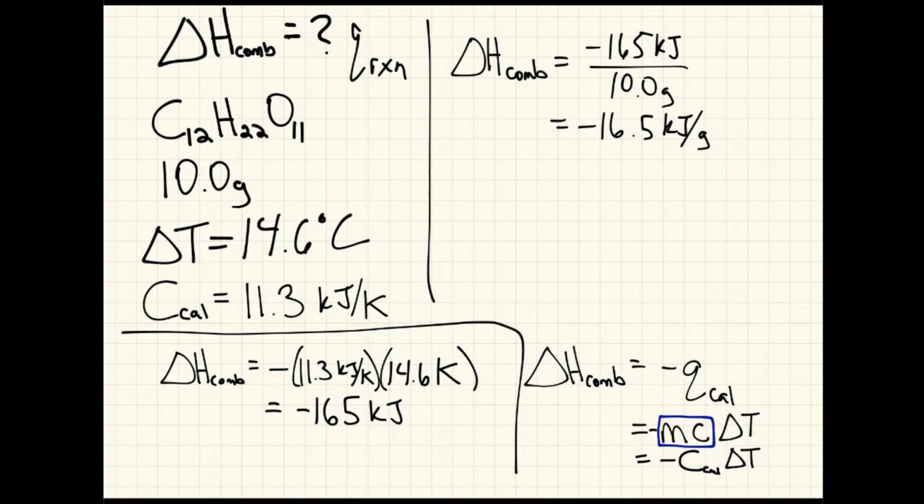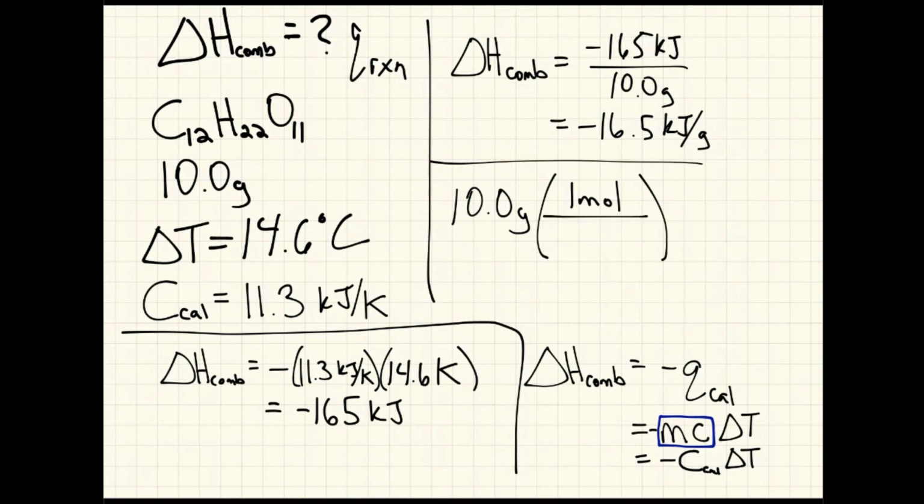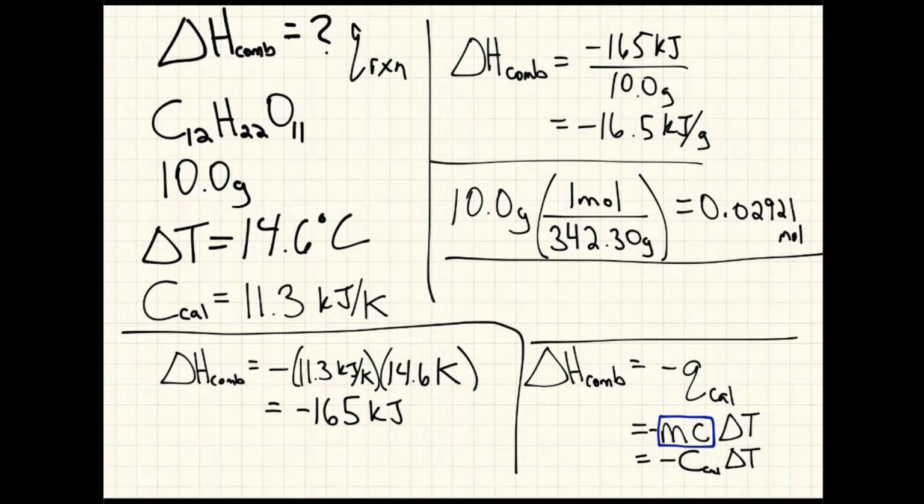If I instead would be interested in maybe kilojoules per mole, there's a common thing to do, then I would need to know how many moles I actually had. I know that I've got 10 grams of sucrose, so I'd have to work out the molar mass of sucrose, which I can do because I'm told how many carbon atoms, how many hydrogen atoms, and how many oxygen atoms I have. And if I tallied all of that up, I'd get 342.30 grams per mole. So my 10 grams divided by 342 tells me that I've got 0.02921 moles of sucrose.